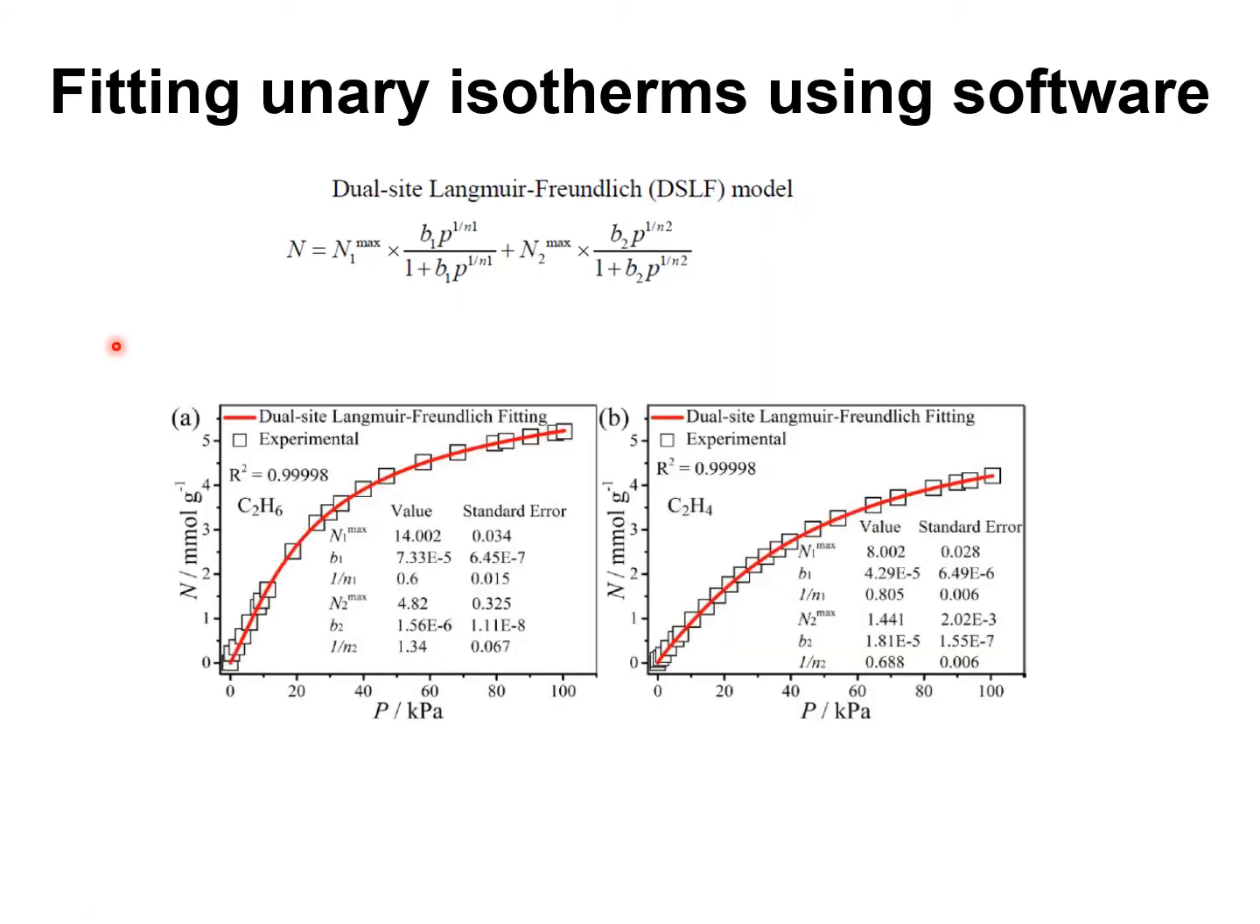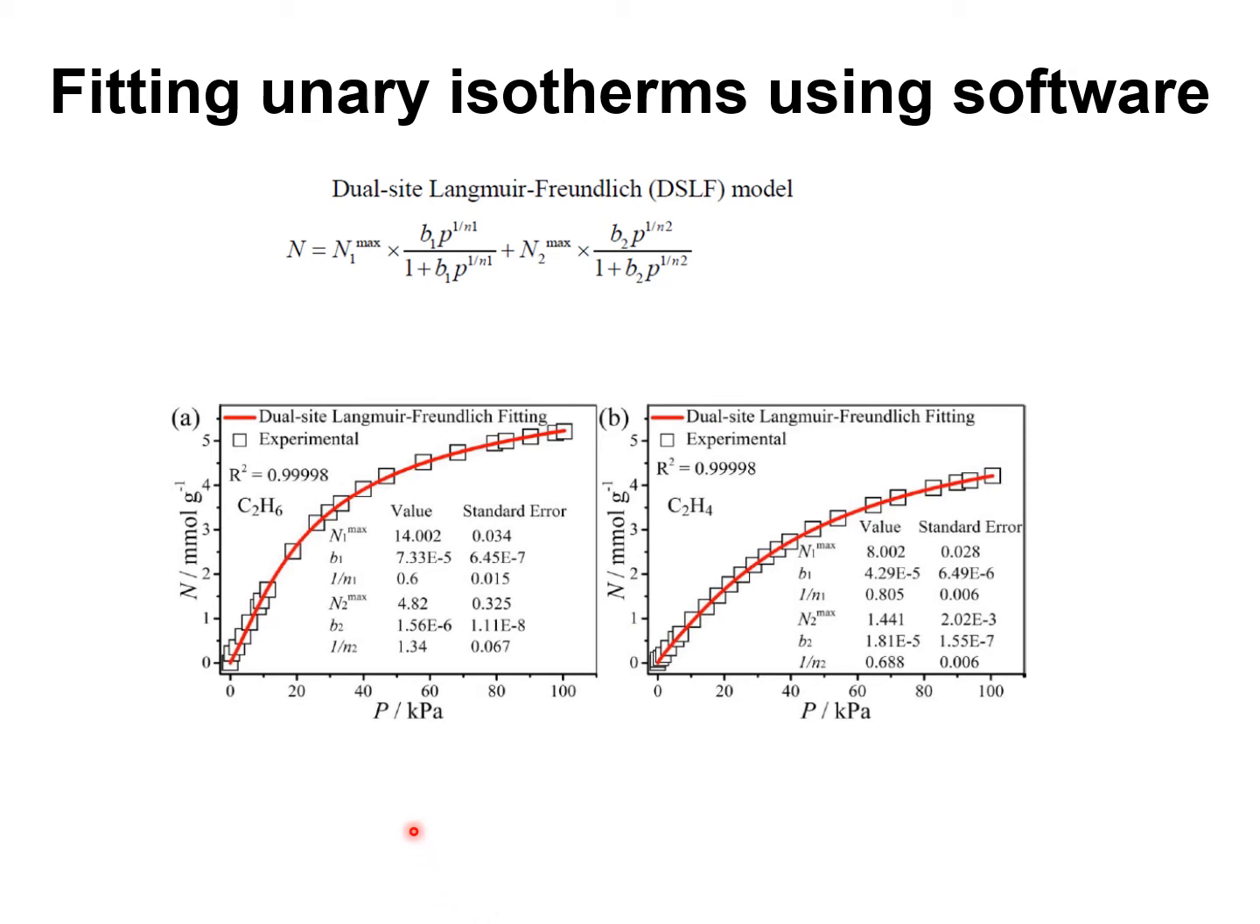I often see in the literature that the experimental data in the unary isotherms at any temperature is fitted using the dual-site Langmuir-Freundlich model, even though for that particular guest-host system, this is an overkill. I gave an example here of the unary isotherms for ethane and ethylene in a MOF, and the experimental data are shown here and fitted with the DSLF model using commercial software.